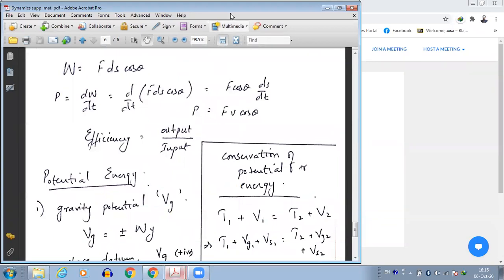Work is basically what? Work is force into displacement into cos theta, between the force and the displacement. What is power? Power is work per unit time.